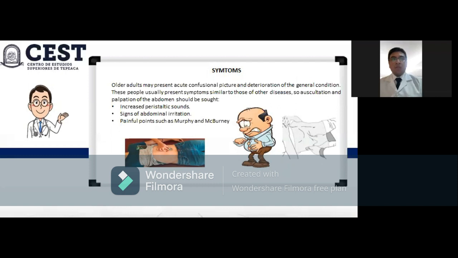These people usually present symptoms similar to those of other diseases, so auscultation and palpation of the abdomen should be performed. Increased peristaltic sounds may be felt, along with signs of abdominal irritation and painful points such as the morphine and McBurney points.